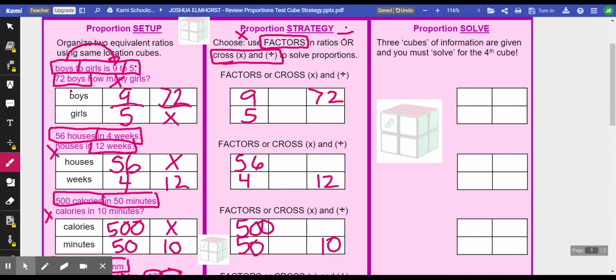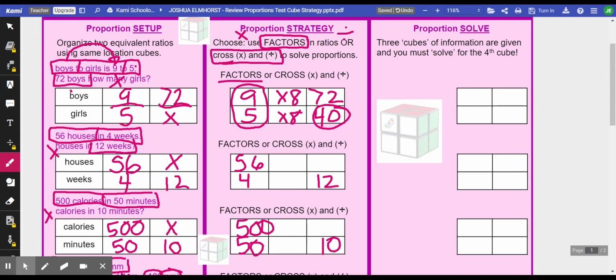Okay, so first thing is to check factors. Ask yourself, so you're going to look at the starting ratio and see if you can compare that to 72. So 9 and 72. Once you put your factor in there from 9 to 72, it's getting bigger. The number is getting bigger, so we're going to multiply and use a factor on the bottom to get the same factor, to get the same multiple. So 5 times 8 would be 40, and that would be our answer.